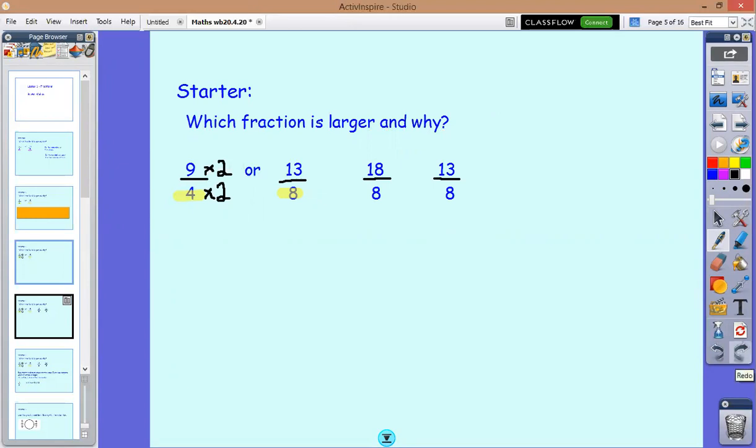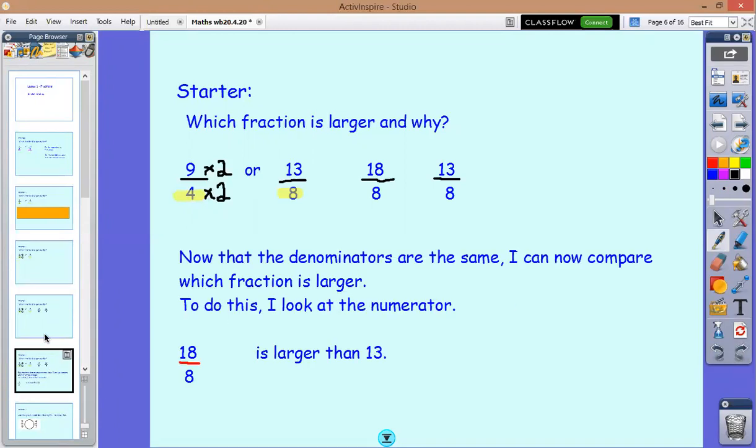This is really, really useful for us because now that the denominator is the same, we only have to compare the numerator. So when I compare the numerator, I can see here that 18 is larger than 13. So actually, my 9/4 is the larger fraction.